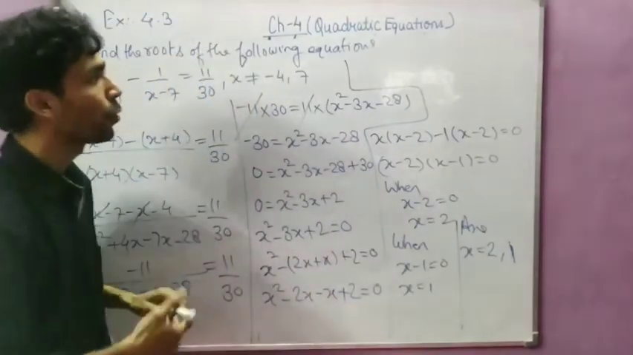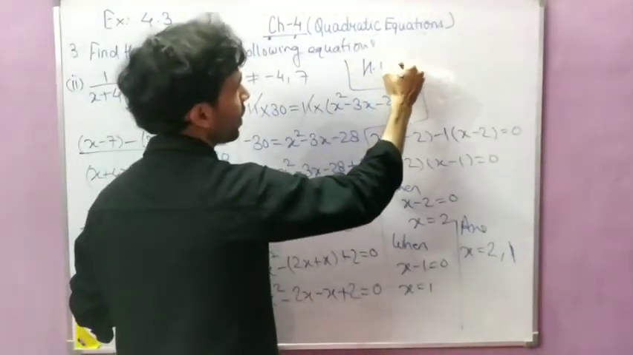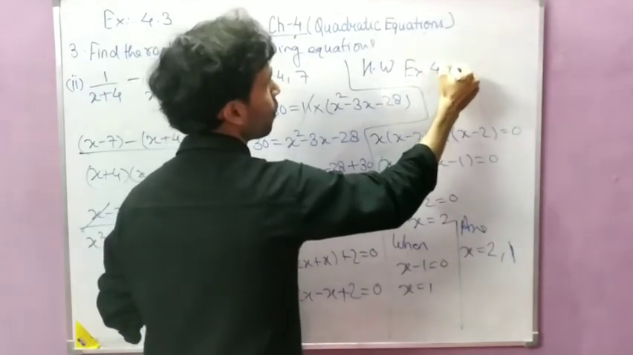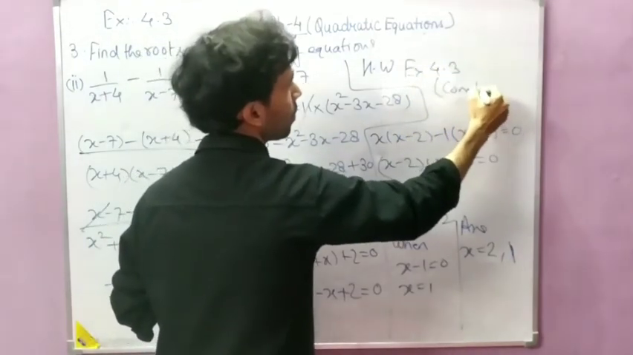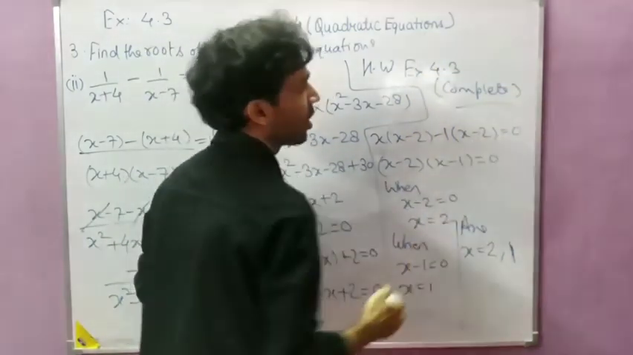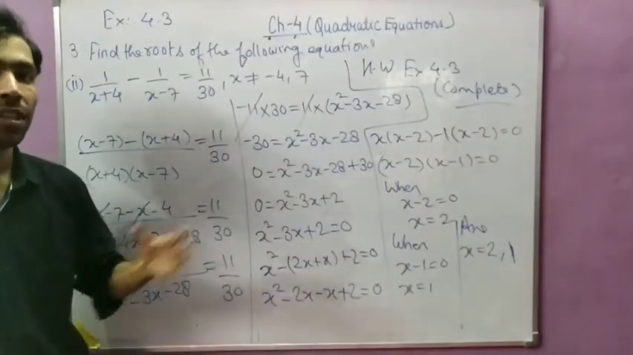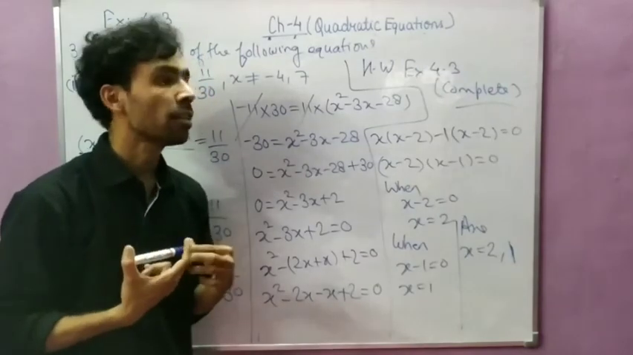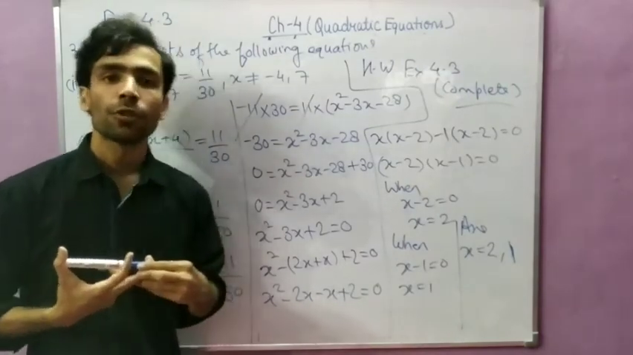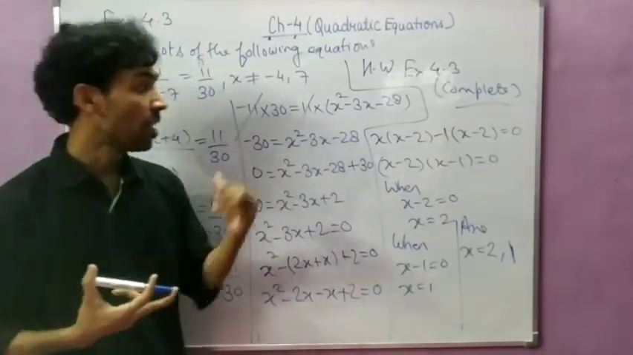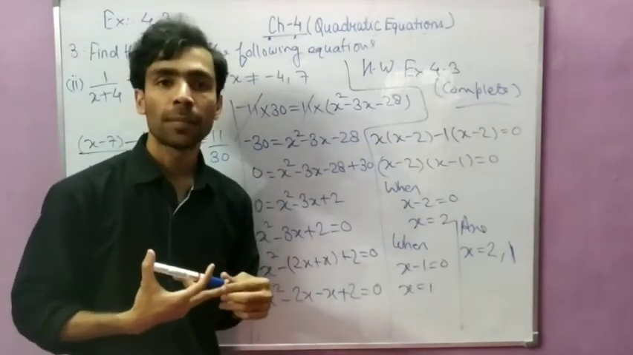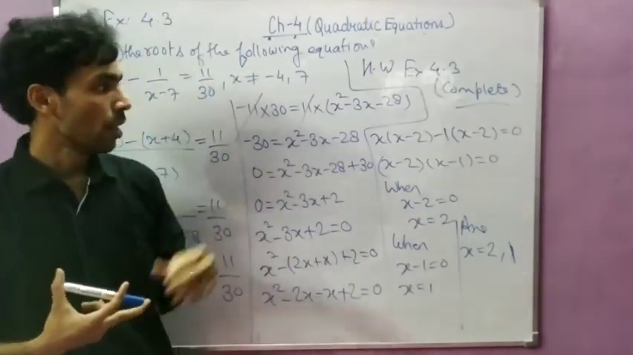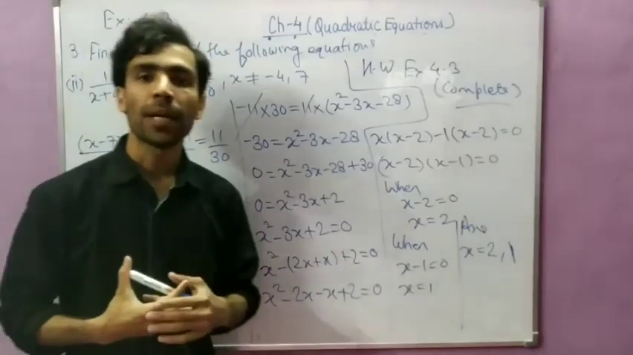Okay, so homework for today will be exercise 4.3 complete. Okay, in the next class I will tell 2 or 3 questions of this exercise. After that I will move to the last part of the chapter, that is nature of roots. So I thought you have understood this part of the chapter. So read the questions, solve the questions and practice more.